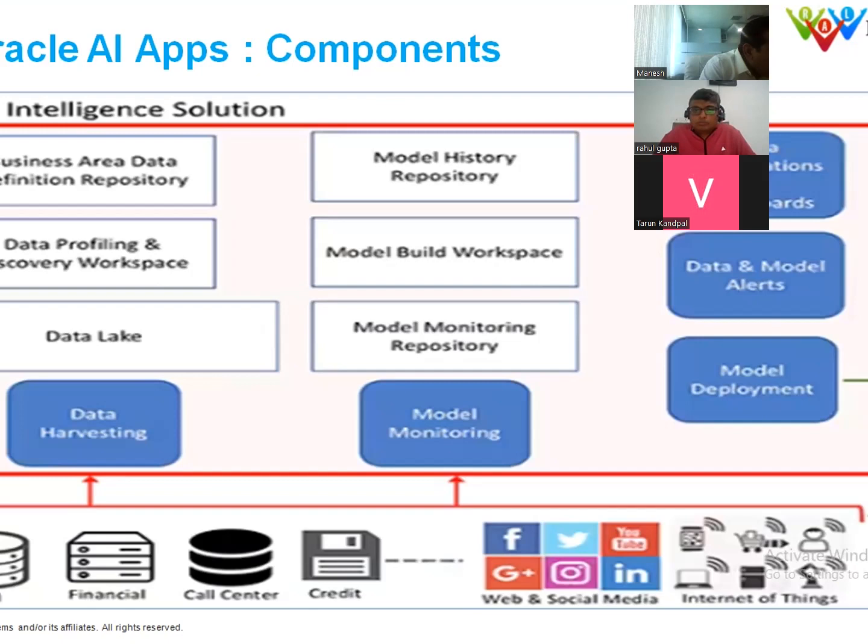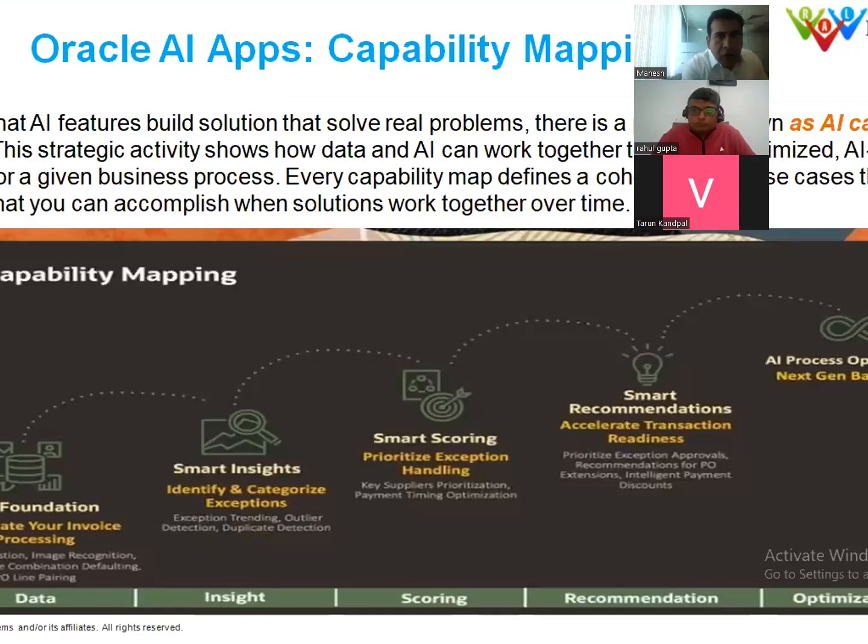So eventually, we can say that all these components are part of the AI solution, and they work together, and eventually we get the best solution which can be used in the process, right? Okay, now coming on to the capabilities.